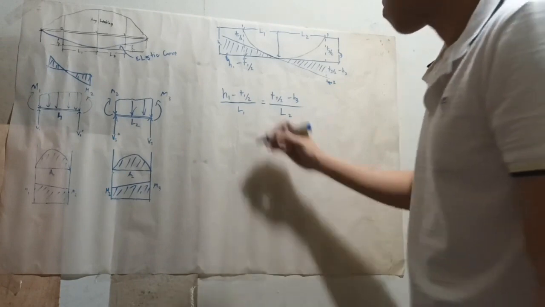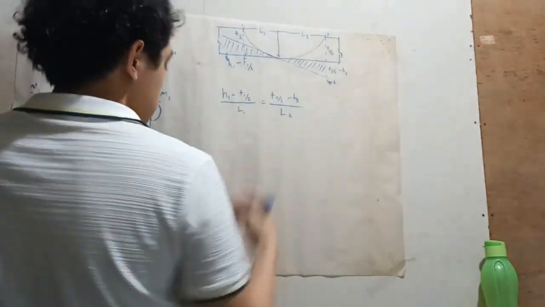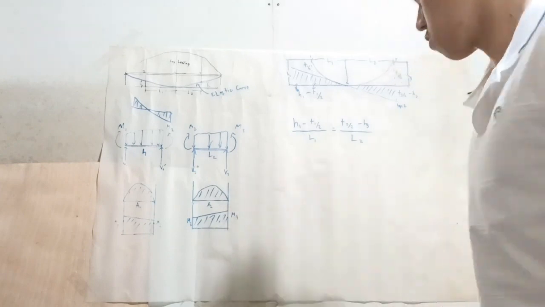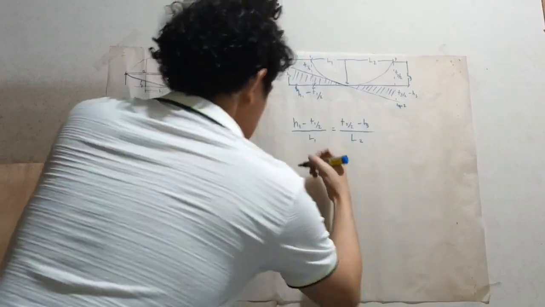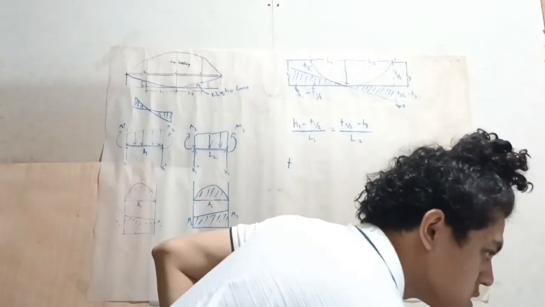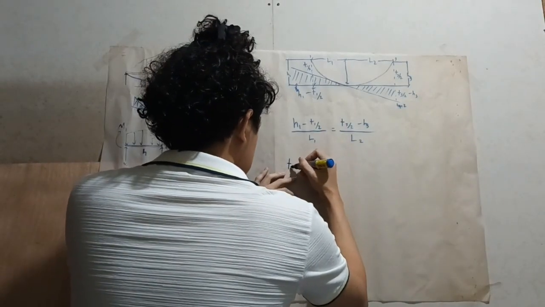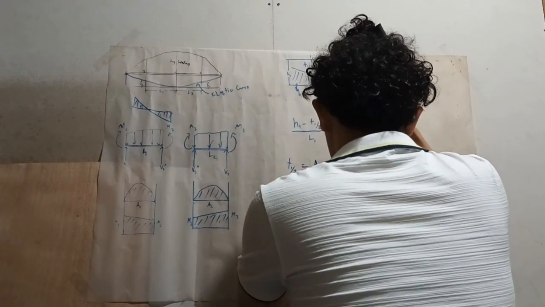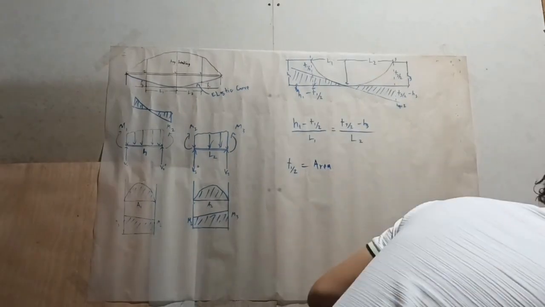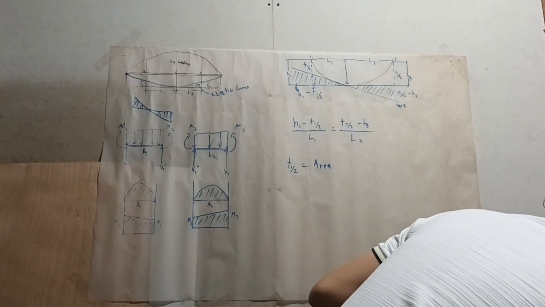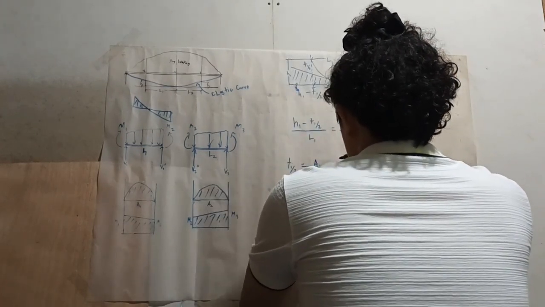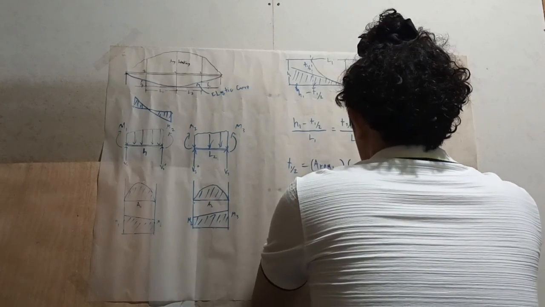Let's use this one: the deviation equals area 1 times x1 bar, area 2 times x2 bar.